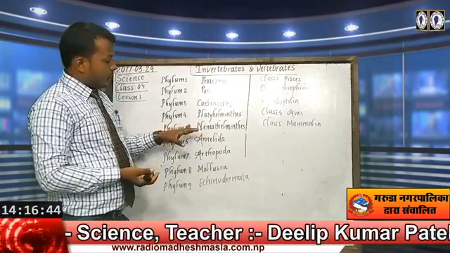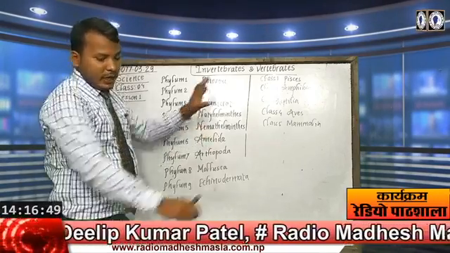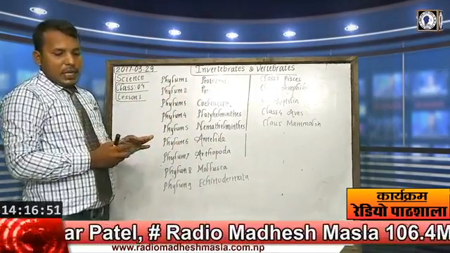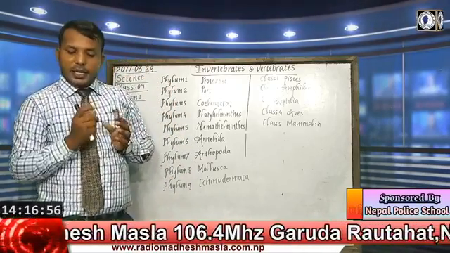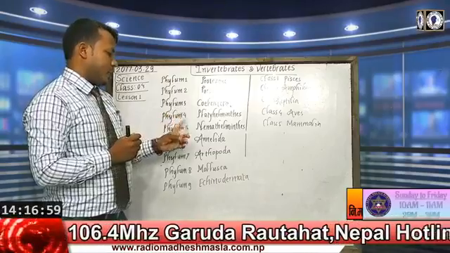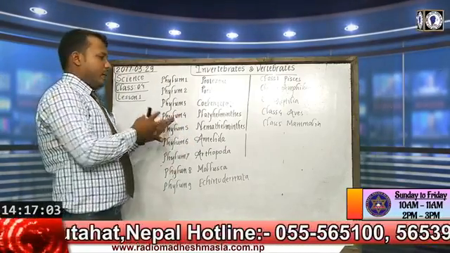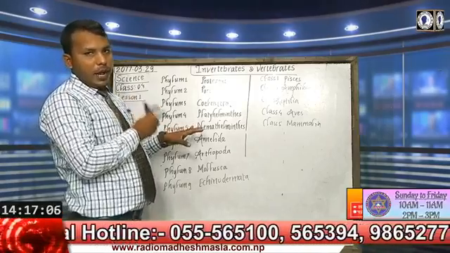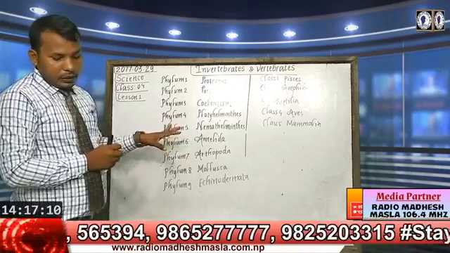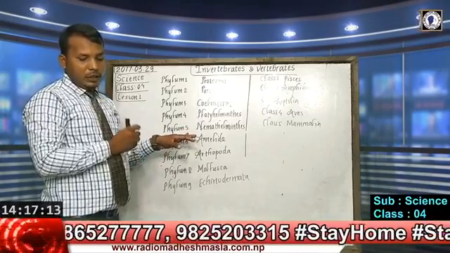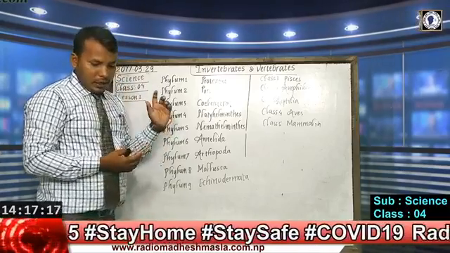The examples of Nemathelminthes are hookworms, pinworms and Ascaris. Next, Annelida. Annelida means these animals have segmented, cylindrical and elongated bodies. They live in soil and water. They have both a mouth and an anus, and a developed digestive system. Examples are earthworm and leech.